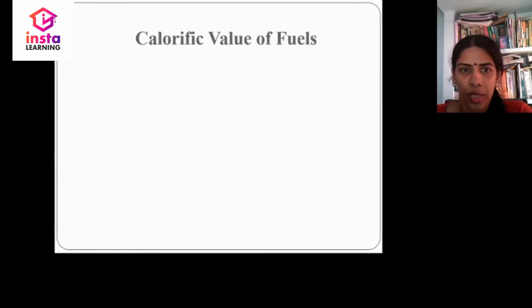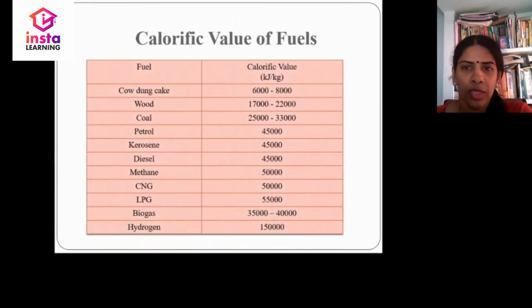Calorific value of fuels. These are the calorific values of a few fuels, to help us understand which is the better fuel than the other. When the calorific value is higher, it is the better fuel. If the calorific value is higher, it is the best fuel. So this tabular column helps us in identifying the better fuel.